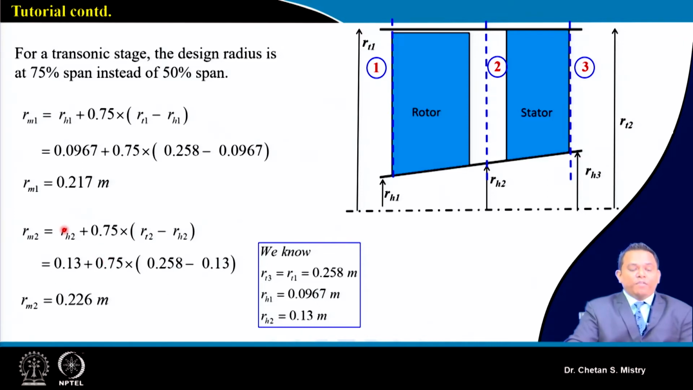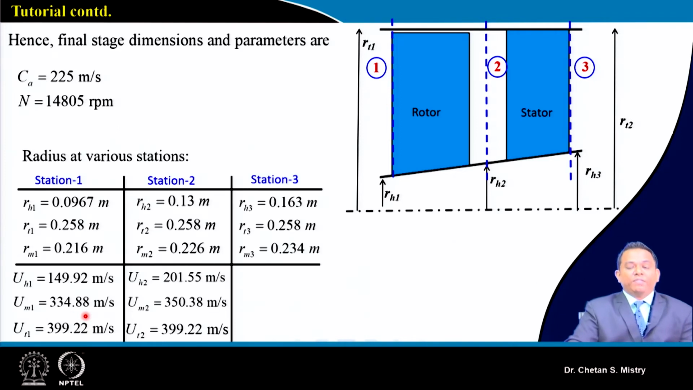We know our hub diameter at station 2, and at 75% span, that is giving me my mean radius at station 2. It is coming, say, 0.226. Okay, the same way, if we have our exit condition, we can do that calculation. So here you can see we are putting different radii. This is what you can do as a calculation at the entry station.